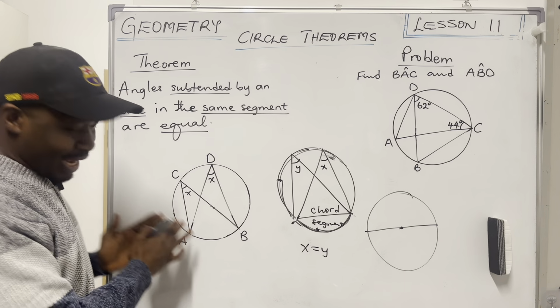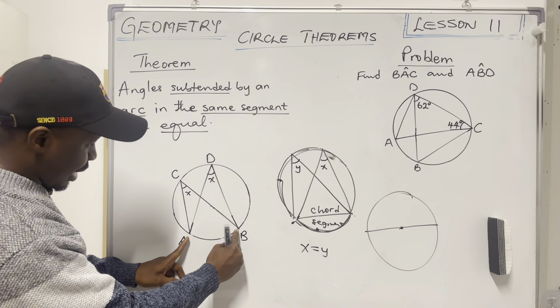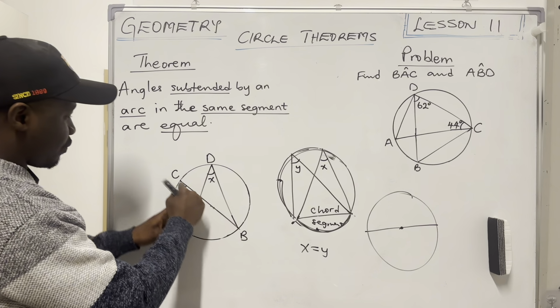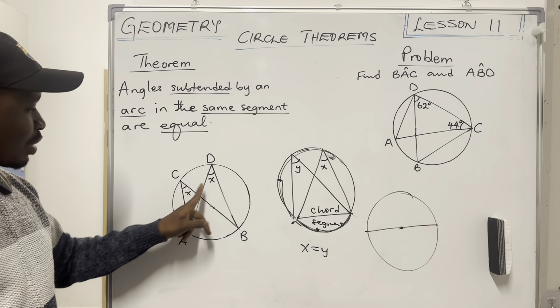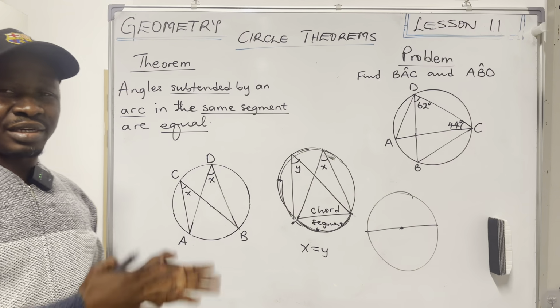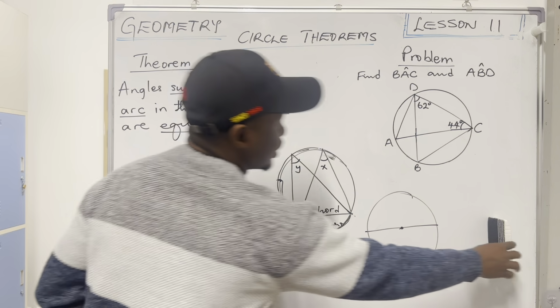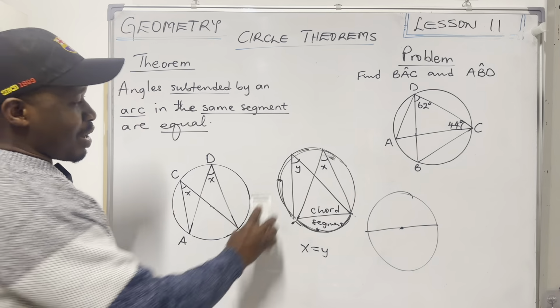If we look at the arc, this arc forms this angle, and this arc forms this angle. So this angle and this angle are equal. This is what this theorem is all about. I hope you get it. All right, so let's see how we solve this problem now.